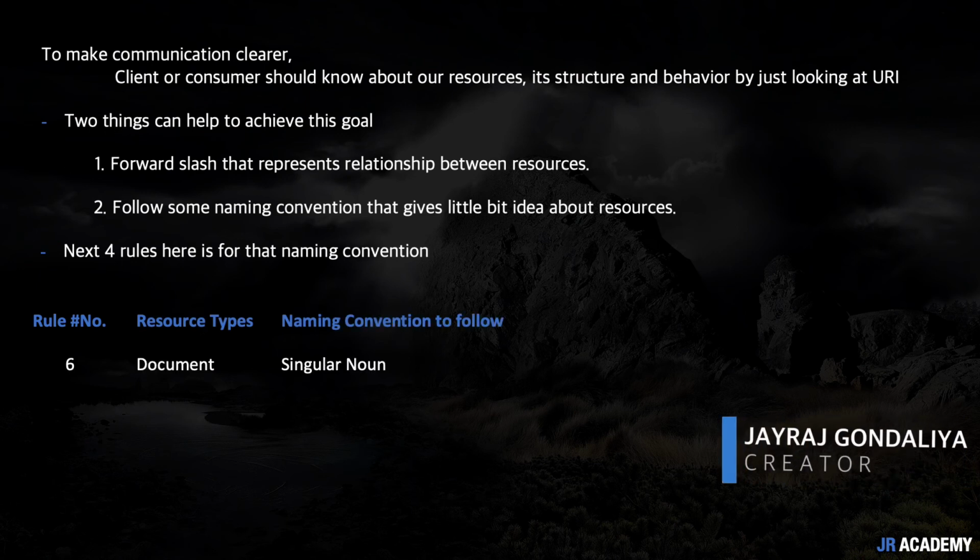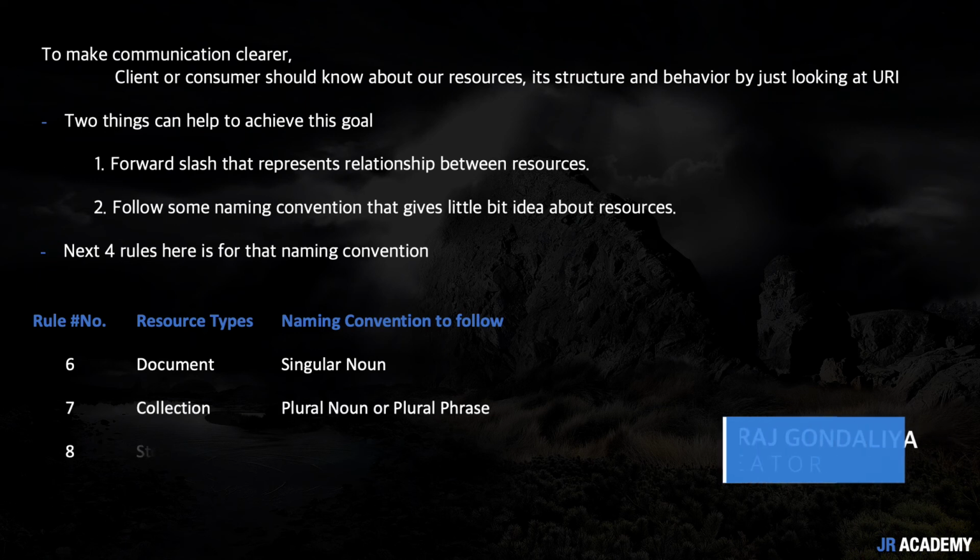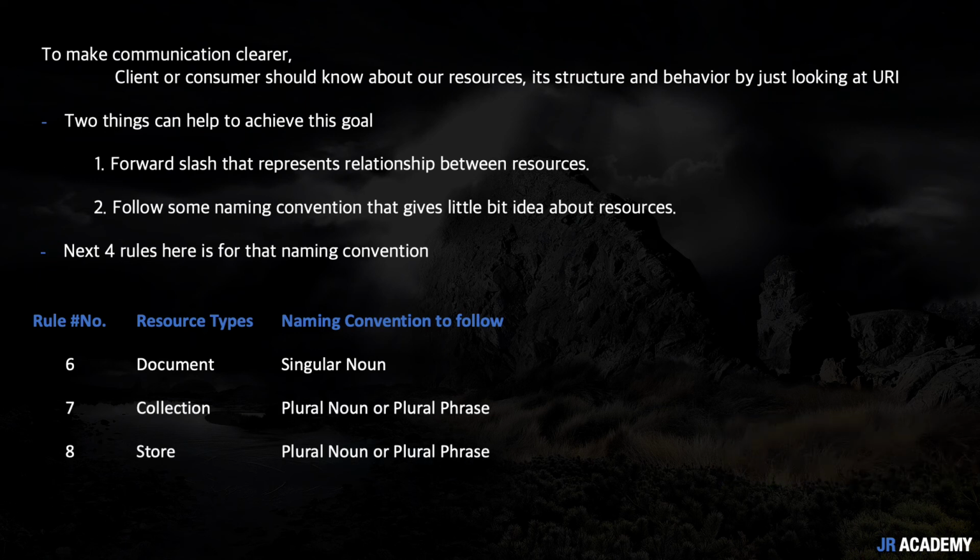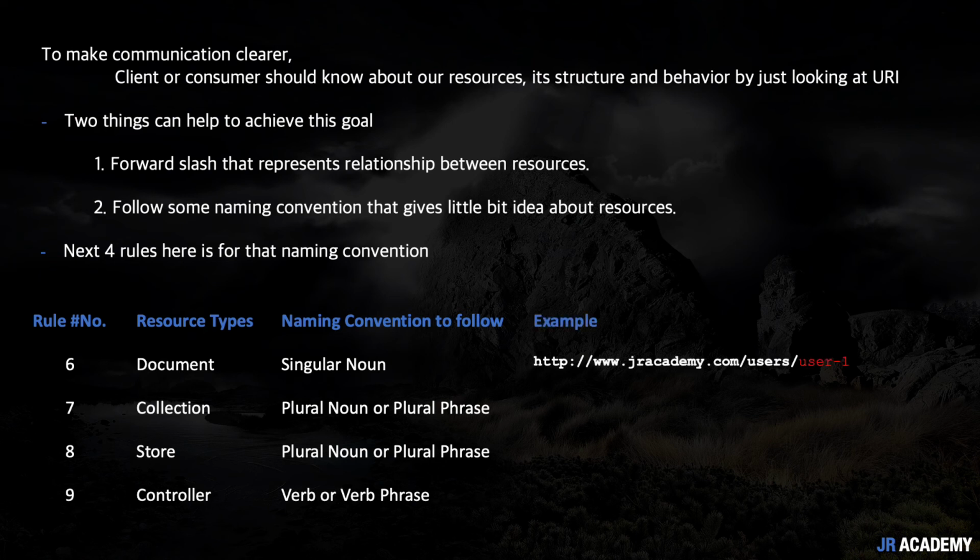And if your resource is of collection or store type, then provide a plural noun or plural phrase. And if your resource is of controller type, then provide a verb or verb phrase. So take our previous example again, where we have user information. If we are talking about one user, then our API will look something like this, where user 1 is the ID, it represents a singular entity. But here users is also a resource, but it is a type of collection. So if our API is for users, then it will look something like this, and users is a plural noun.